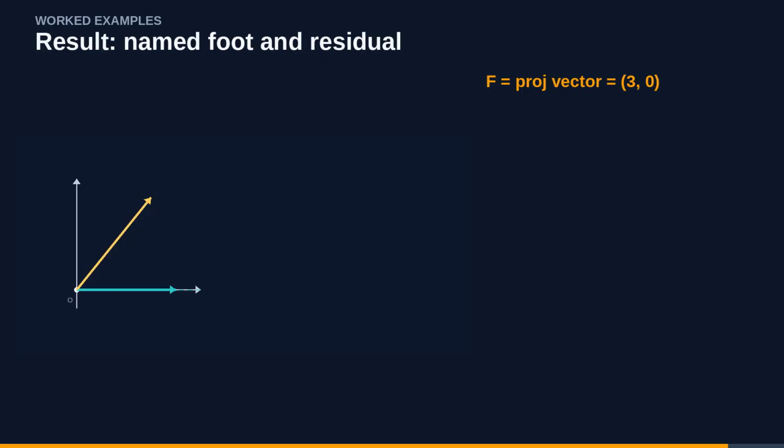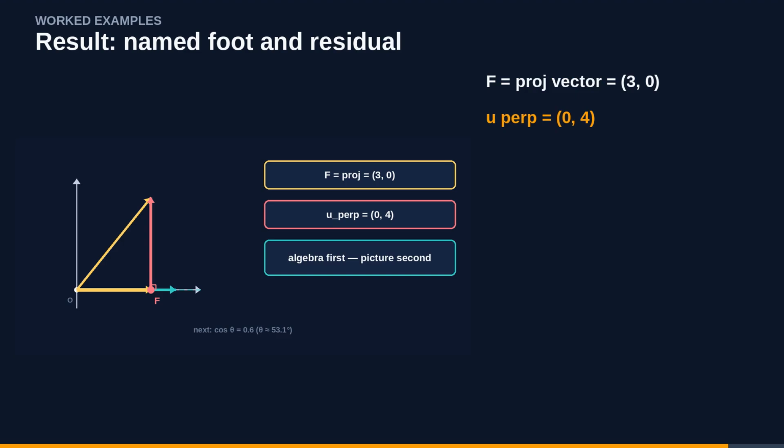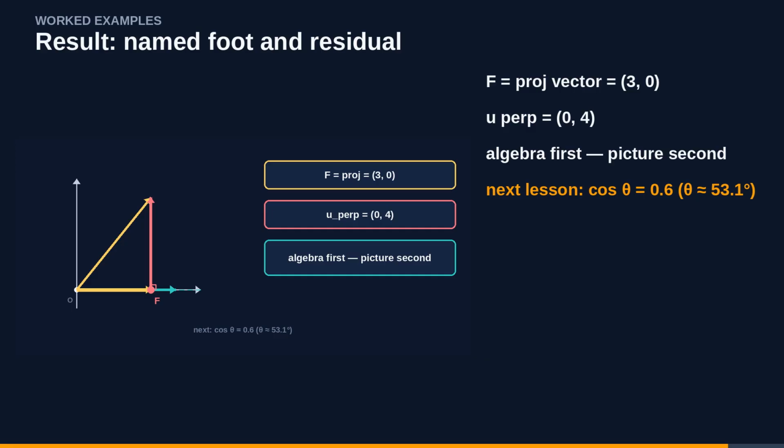Name the mission desk answer. Foot F and residual from the derived projection. Foot F from the origin is the projection vector 3, 0. The residual from F to the tip of U is 0, 4. So F is 3, 0 and the leftover offset is 0, 4, algebra first, picture second. Next film, cos theta equals 0.6, theta about 53.1 degrees. The trap, treating the 2D sketch as the source of F, or skipping the residual, both miss the desk answer.